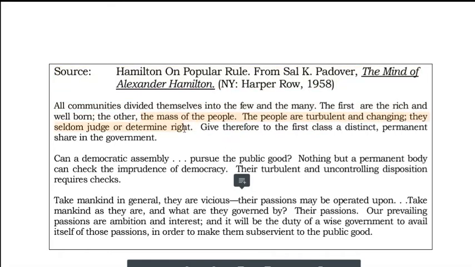Okay? The people are turbulent and changing. They seldom judge or determine what is right. The people don't know what they want. Give, therefore, the first class a distinct and permanent share in the government. The Constitution was created, and Federalist 10 gets into that, where, yes, we have a democracy, but we have a limited democracy.